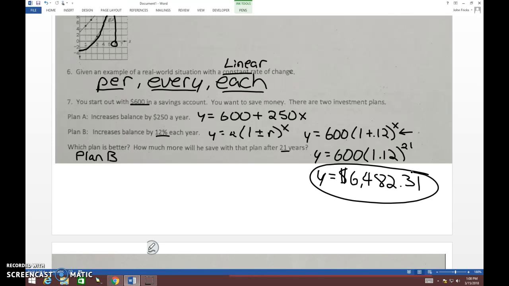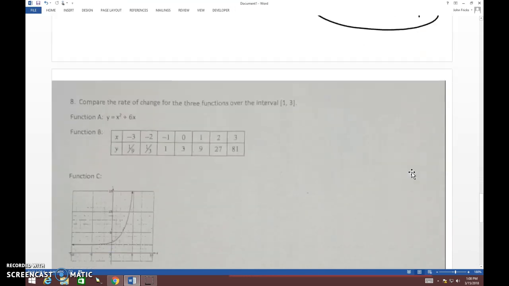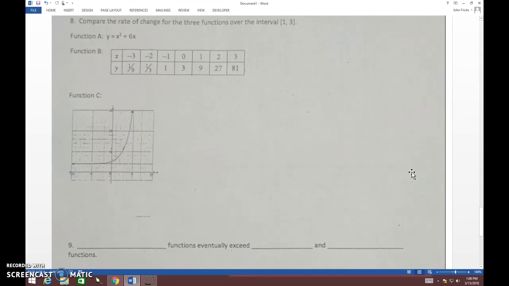All right, real quick, we're going to move on down. We're going to try and get through all these problems in one video. So looking at number 8. Number 8 says compare the rate of change for 3 functions over the interval 1 to 3. Now this one is not linear, so I'm going to have to substitute it in. So keep in mind, I'm looking for when x is 1, and I'm looking for when x is 3. So to find that, I substitute into this problem.